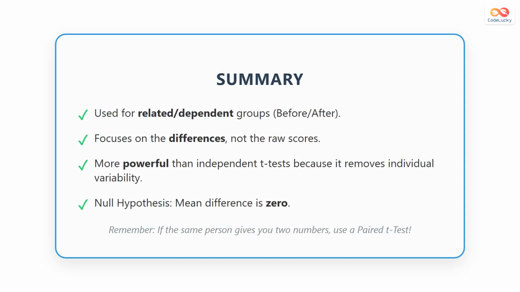To summarize, use the paired t-test when you have related or dependent groups, typically in a before and after design. Remember that the test focuses entirely on the differences between the pairs, not the raw scores themselves. This makes it a very powerful test because it controls for the natural variation between different people. If the same person gives you 2 numbers, you likely need a paired t-test.